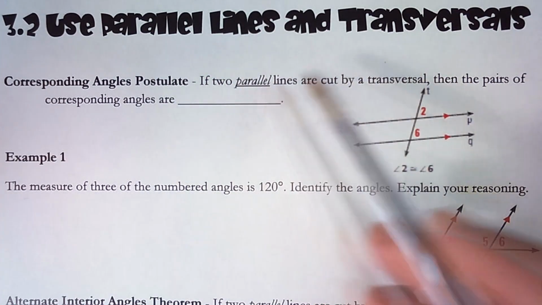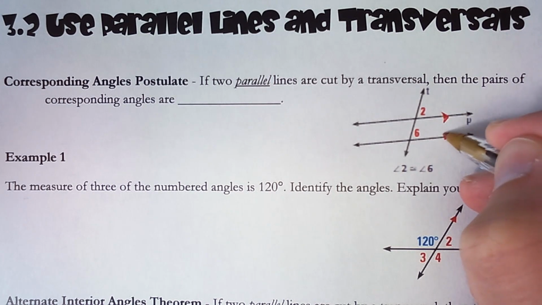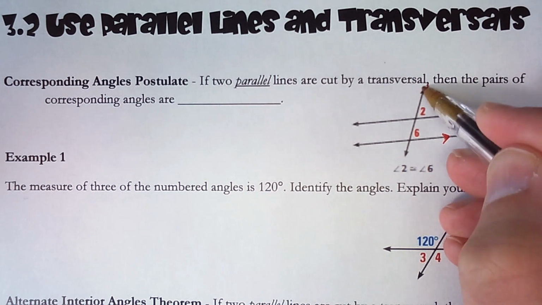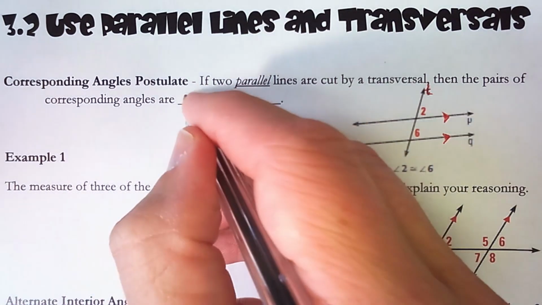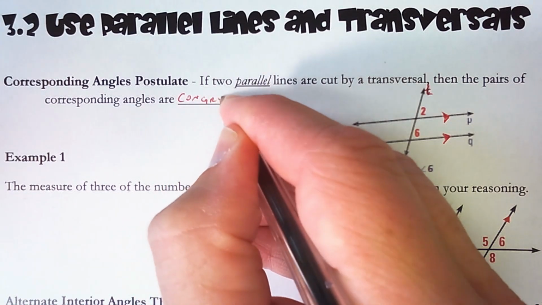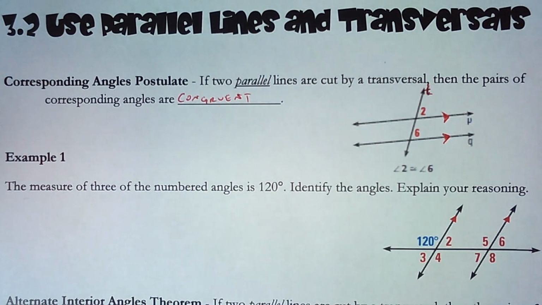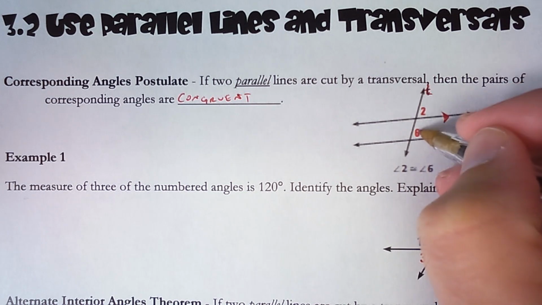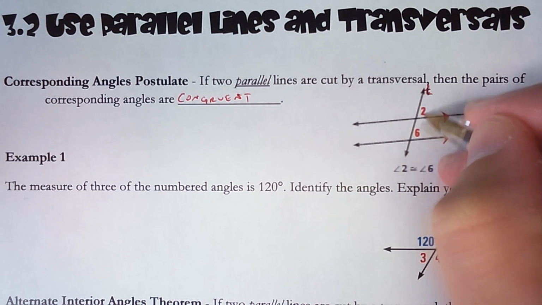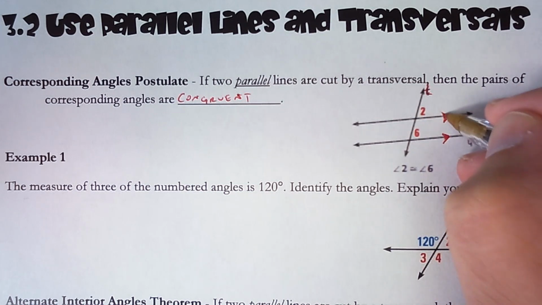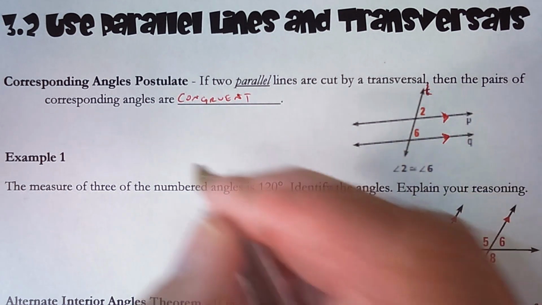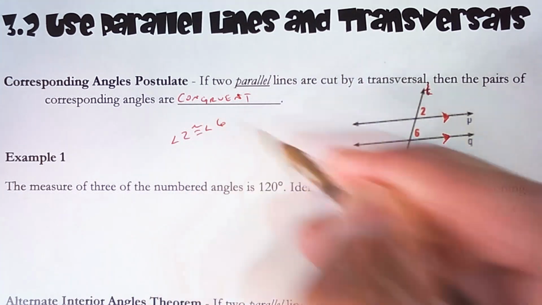So if you have two parallel lines, which we have here, and I know that because of this extra set of arrows, and they are cut by a transversal, right here is our transversal, then the pairs of corresponding angles are congruent. Okay, so corresponding angles, you may recall, are angles in a similar position like angle 2 and 6 here. They're both in a top right position. Because these are corresponding angles and they are on parallel lines, they are congruent to each other. So angle 2 is congruent to angle 6.